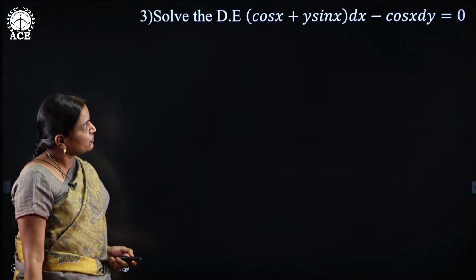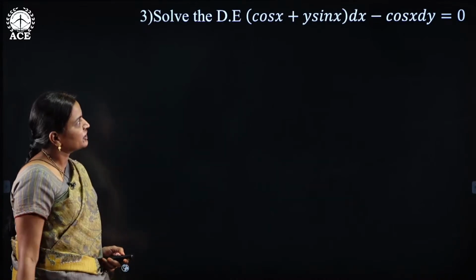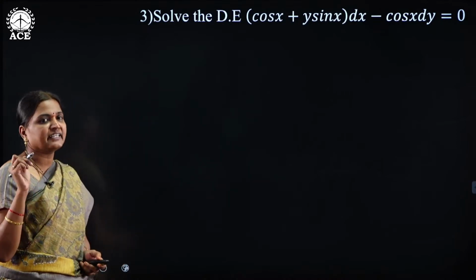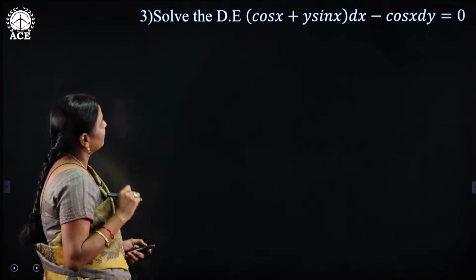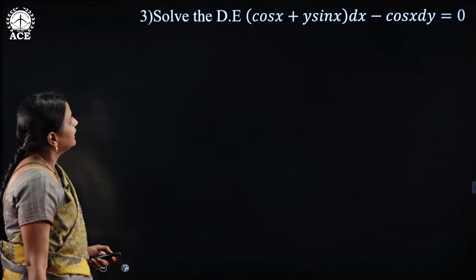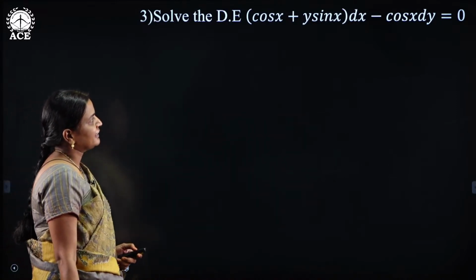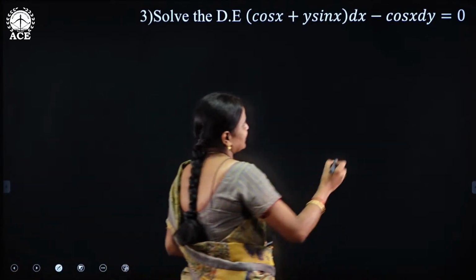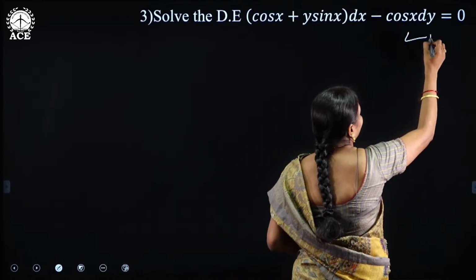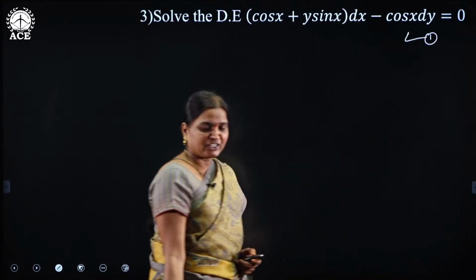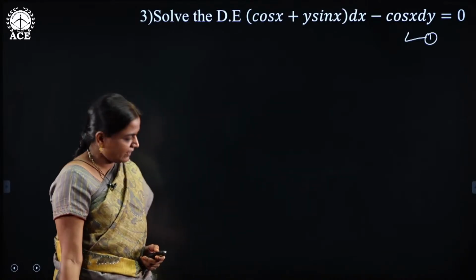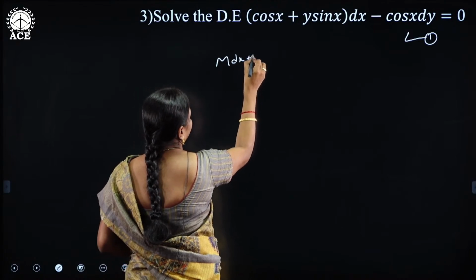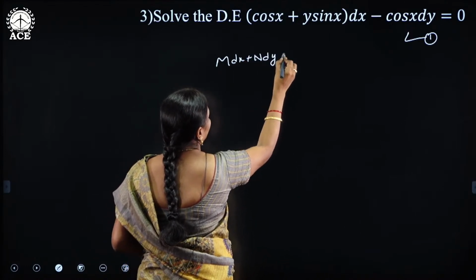Dear students, try to solve the differential equation simultaneously with me. Please post your answer in the chat box also. Try to solve this differential equation. What is the differential equation? Cos x plus y into sin x into dx minus cos x into dy is equal to 0. First consider the given differential equation as 1 and compare it with the standard form. What is our standard form? M dx plus N dy is equal to 0.